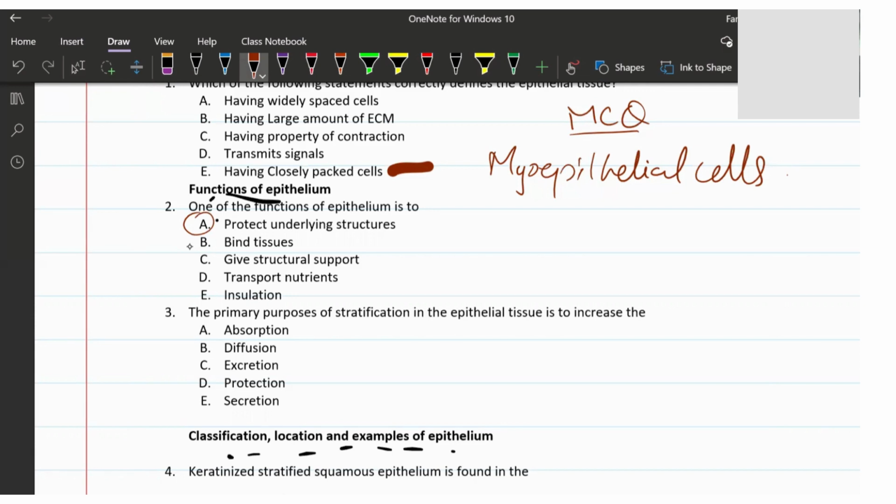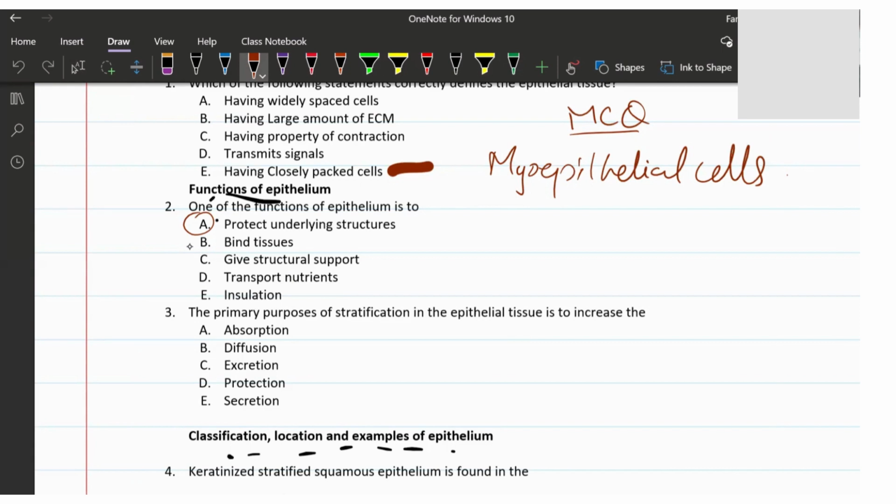So the covering epithelium covers the external surfaces of the body as well as the internal body cavities and hollow organs, their surfaces. So the important function is to protect underlying structures. So binding tissue, structural support, transportation of nutrients, and insulation, these are all functions of connective tissue. The primary purpose of stratification in epithelial tissue is to increase the.